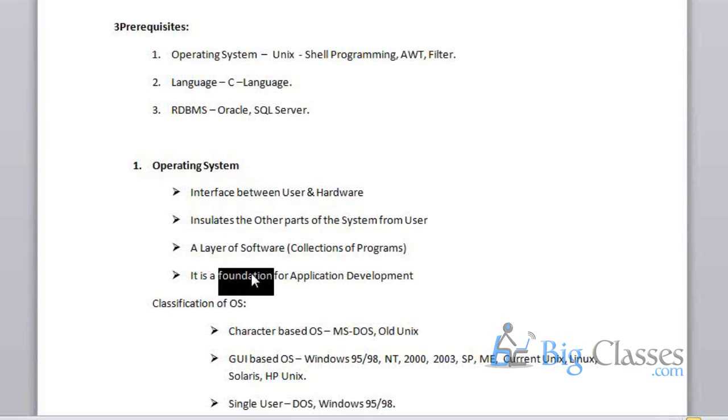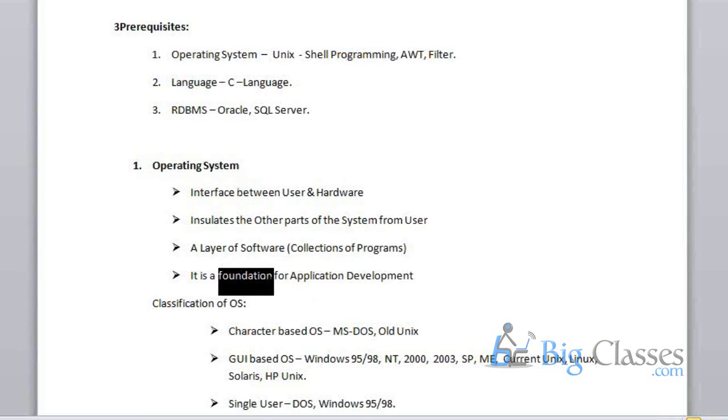Operating system is the foundation for application development. I mean, you can develop applications, web applications, enterprise applications, desktop applications. If you observe, this Word file which I have opened is also an application.